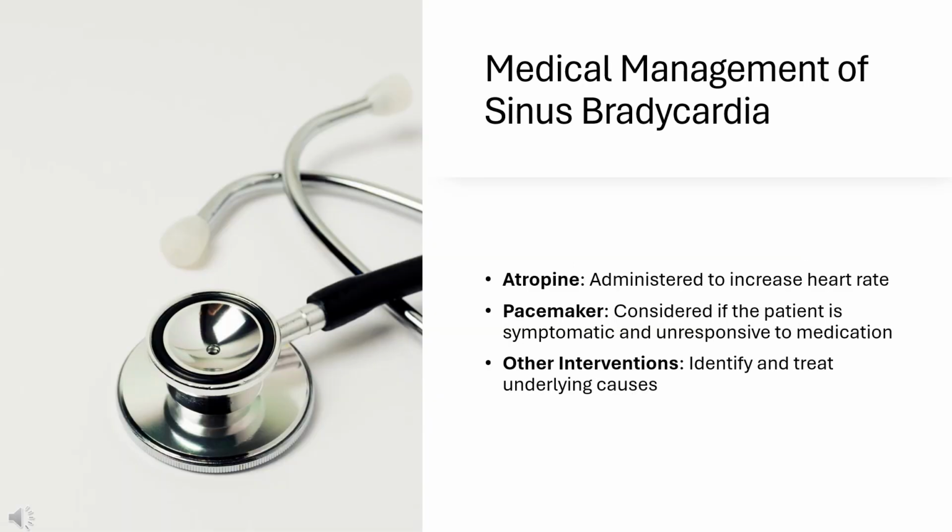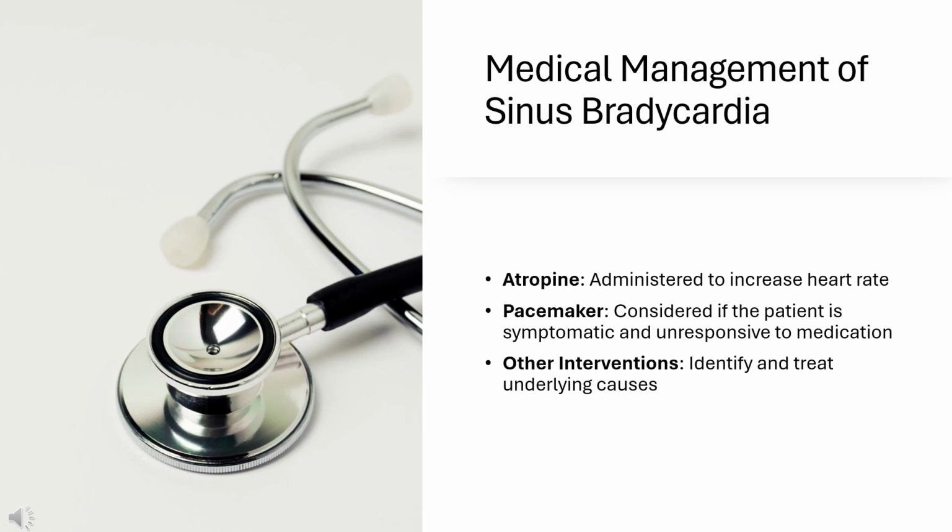Let's look at the medical management strategies that we can expect providers to implement for sinus bradycardia. Atropine is a first-line medication used to manage symptomatic bradycardia. It works by blocking the vagus nerve's influence on the heart, which therefore increases the heart rate. Atropine is typically administered intravenously at a dose of 0.5 milligrams, which can be repeated every 3 to 5 minutes up to a maximum dose of 3 milligrams.